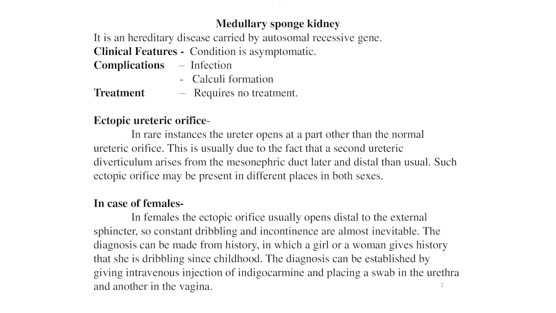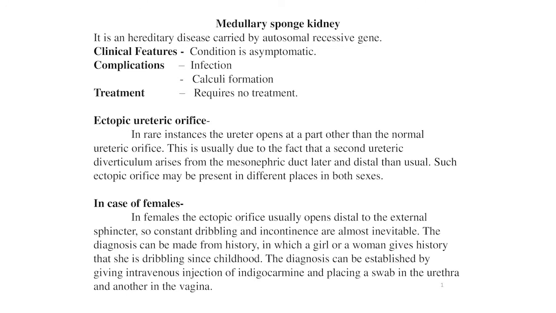In case of females, the ectopic orifice usually opens distal to the external sphincter, so constant dribbling and incontinence are almost inevitable. The diagnosis can be made from history, in which a girl or a woman gives a history that she is dribbling since childhood. The diagnosis can be established by giving an intravenous injection of indigo carmine and placing a swab in the urethra and another in the vagina.